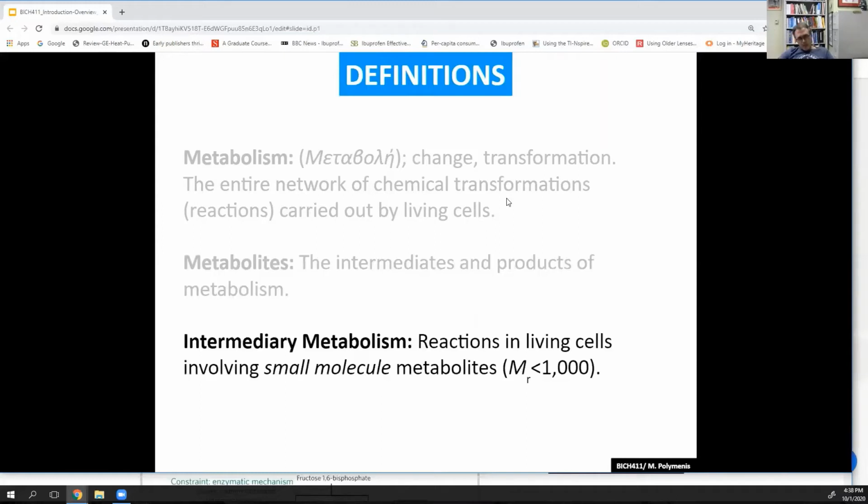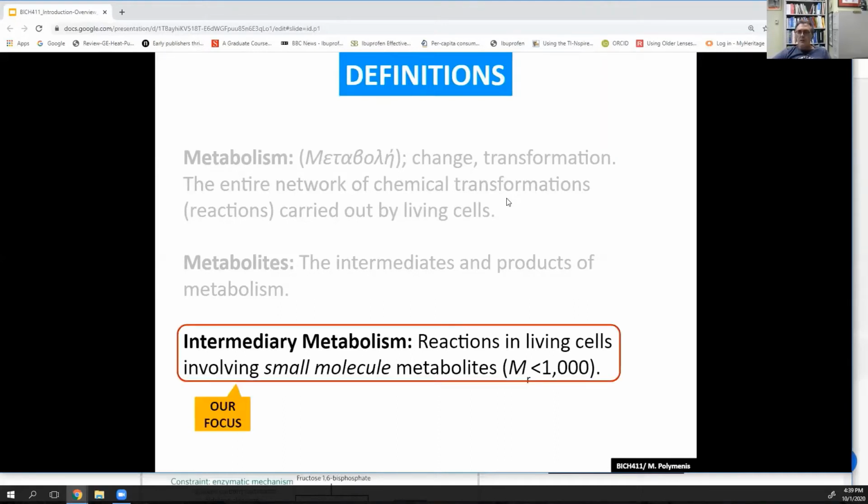Some of these reactants and products could be very big. In fact, in Biochem 410, you met some of those guys, big proteins, DNA, these are giant macromolecules. So we're not dealing with those in this part of biochemistry. We are really dealing with intermediary metabolism. And these are only the reactions in living cells that deal with small molecules. And what is small? An arbitrary cutoff would be, let's say, a mass of about 1,000 atoms. Anything smaller, that's kind of what we deal with.